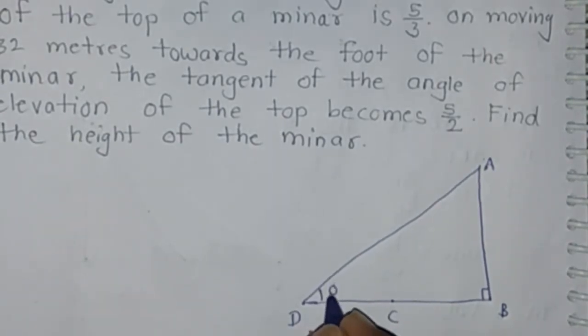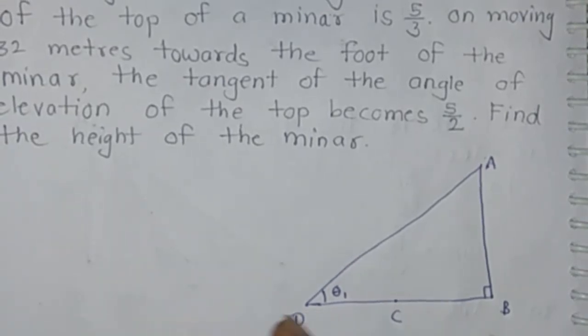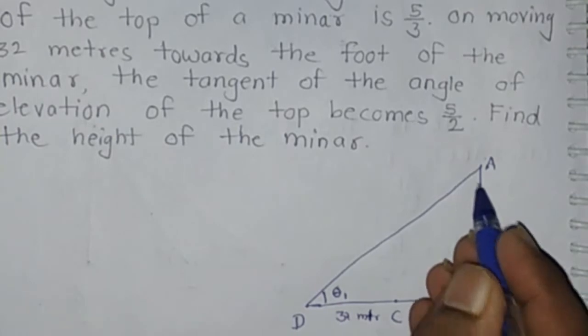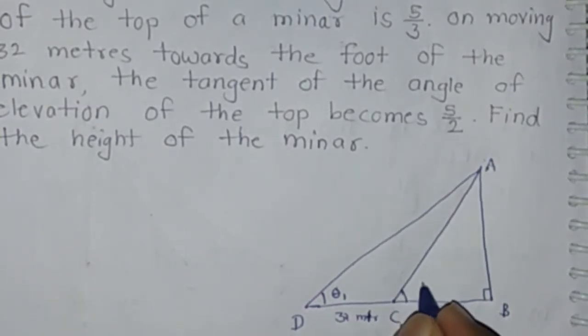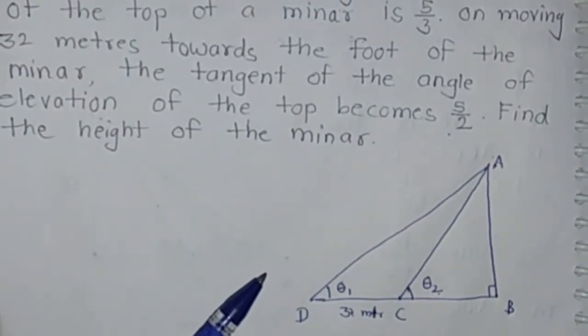Let it be theta 1, and when we move 32 meter towards the tower, the angle of elevation becomes theta 2, and the value of the tangent of this angle is 5/2. Now we have to find the height of the minar.